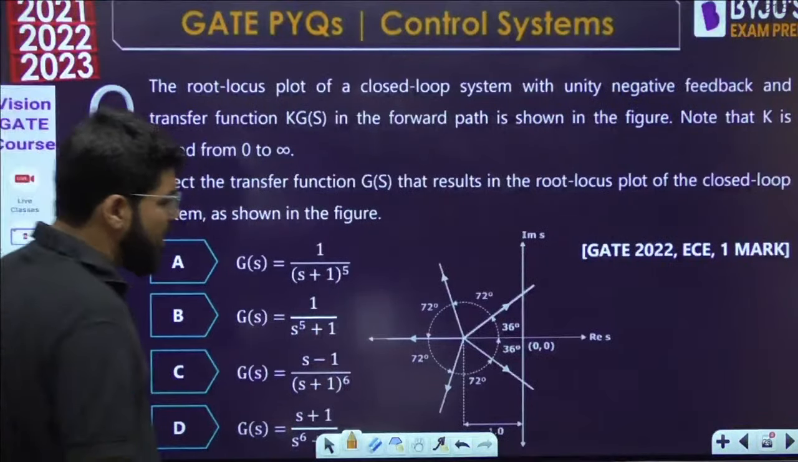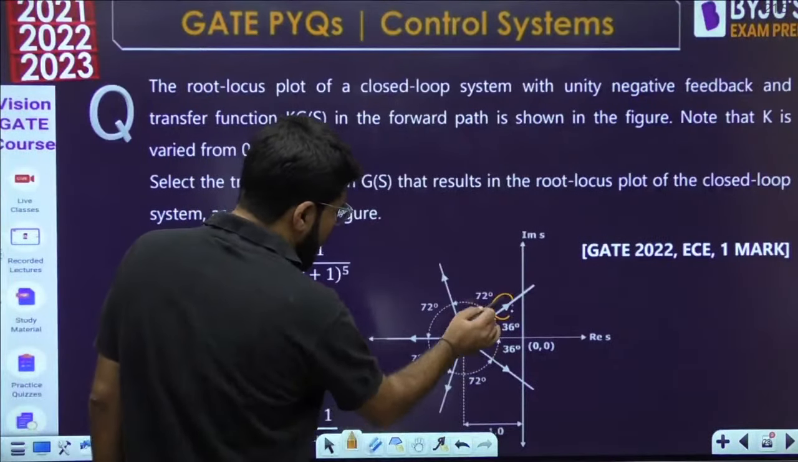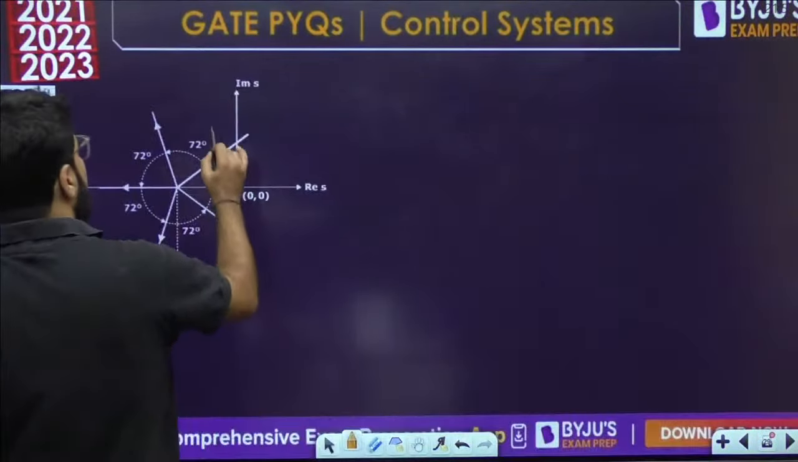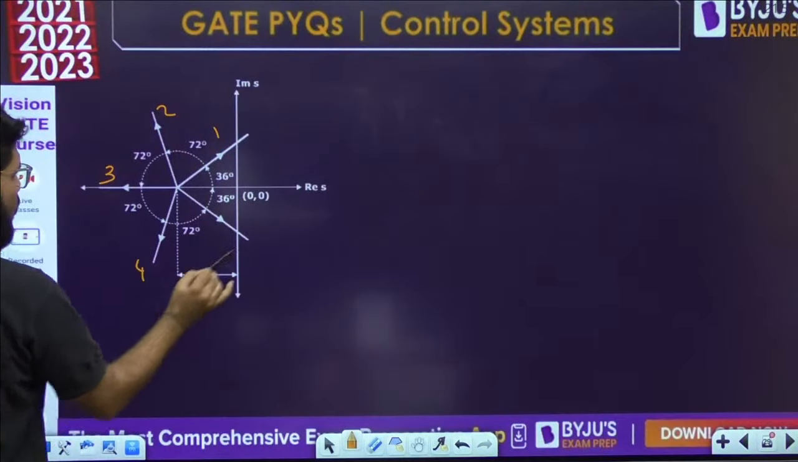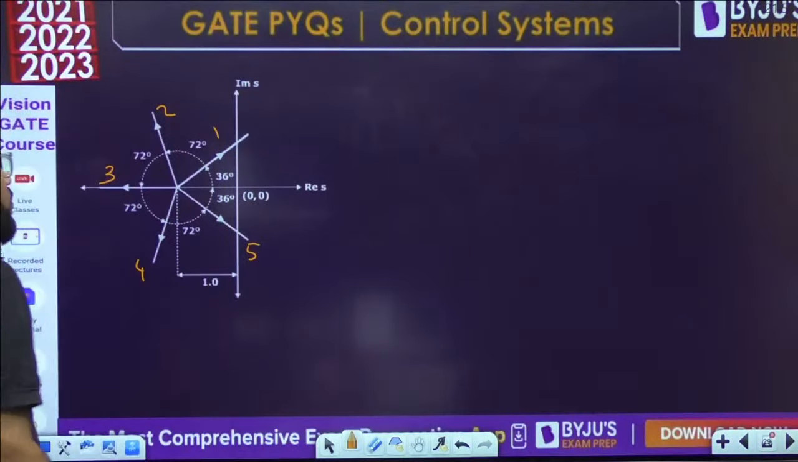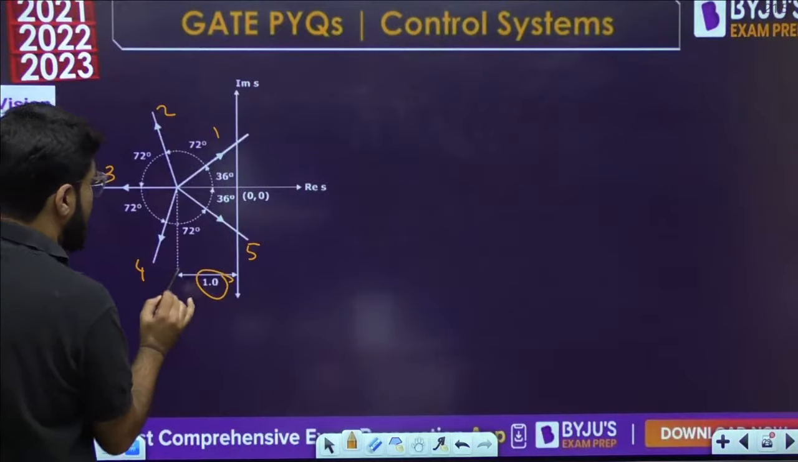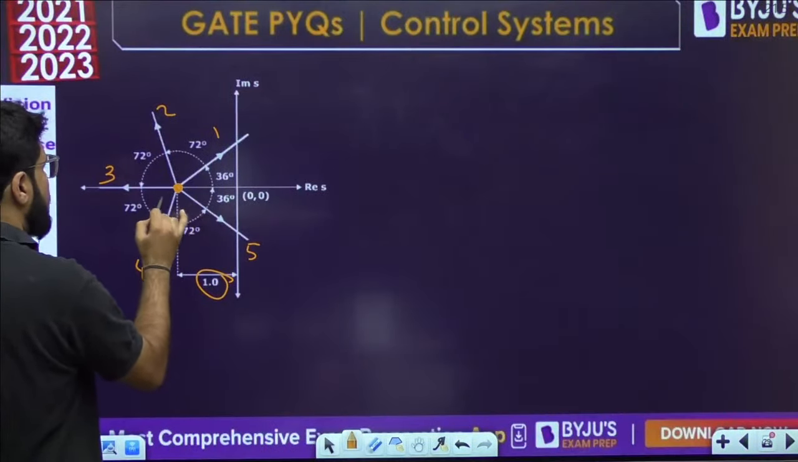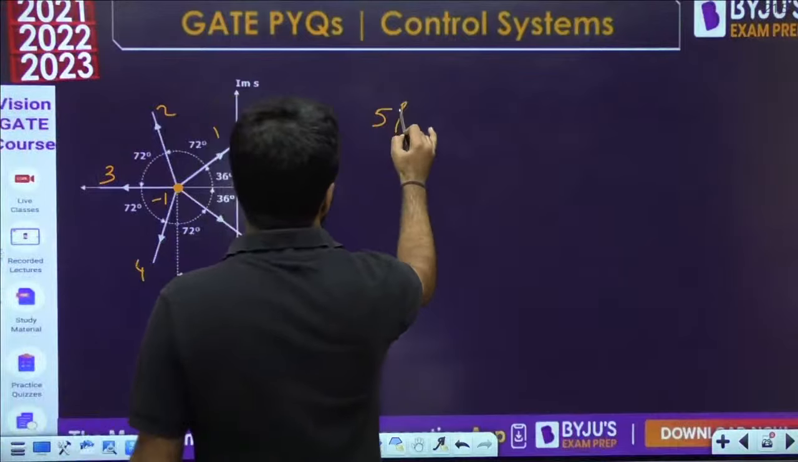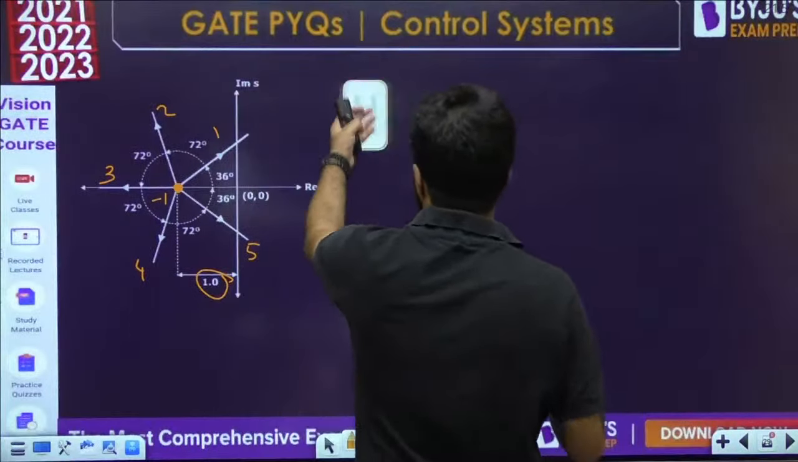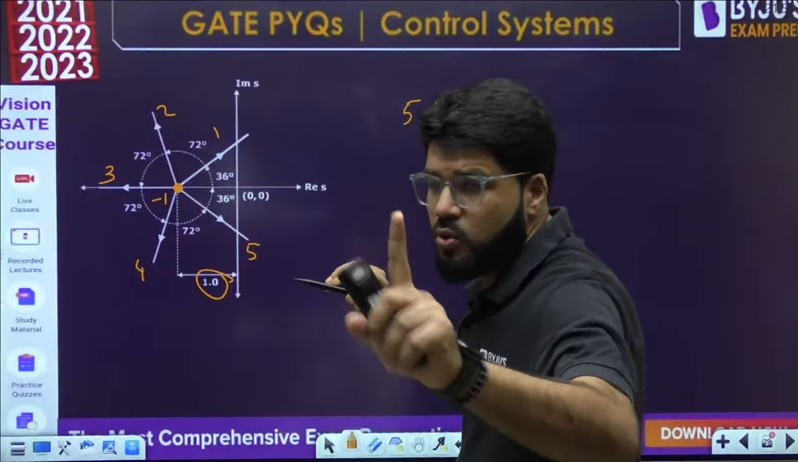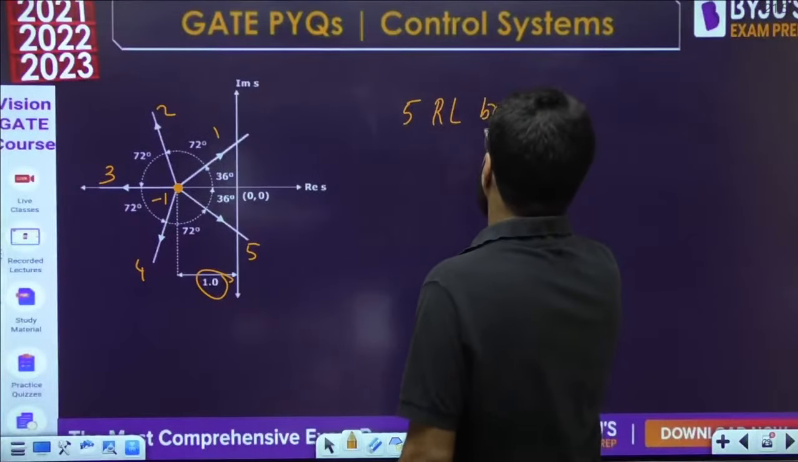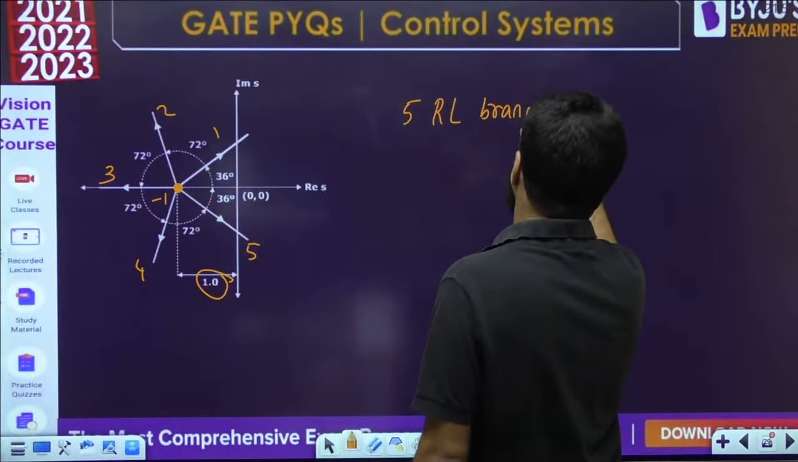Dear, there are 5 root locus branches. Look here: 1, 2, this one also a bit to the left, 3, 4, 5. So 5 root locus branches, and this distance is given to you as 1, meaning this point is equal to minus 1. The simple logic is that we have to solve it like a 1 mark question. No need to derive it completely. 5 root locus branches.